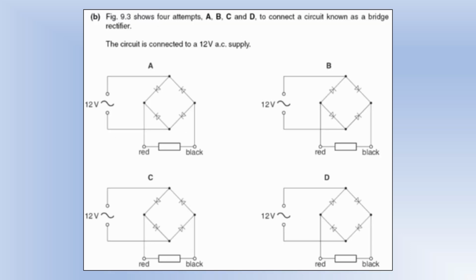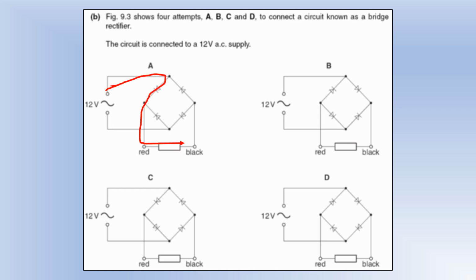So we've got 4 attempts to connect a circuit known as a bridge rectifier, or sometimes known as a full wave bridge rectifier actually. So the circuit is connected to a 12-volt AC supply. So what I'm going to do is in each of these circuits I'm going to explain what's going to happen when the current is positive and when the current is negative.